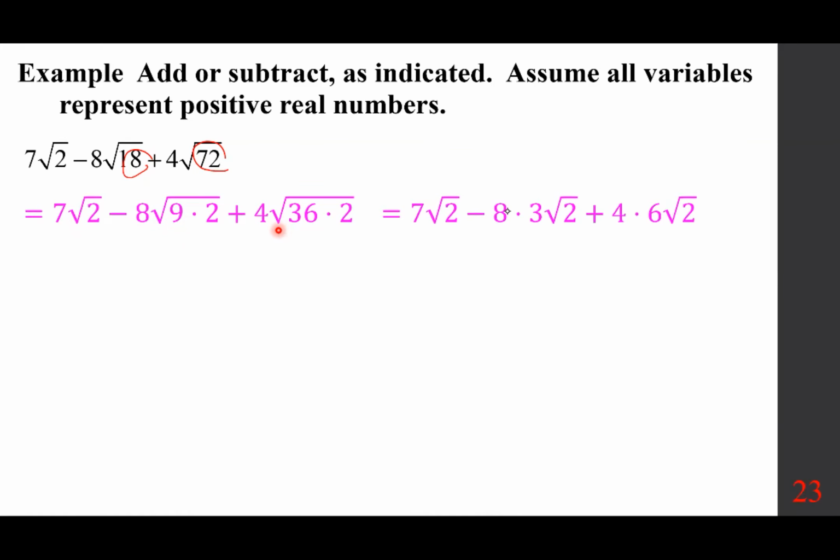And so now we multiply these two. We get 24. We multiply these two. Also, we get 24, which means we have minus 24 square root of 2 plus, use a different color on that, plus 24 square root of 2, and these two cancel each other. 7 square root of 2 is the final answer.